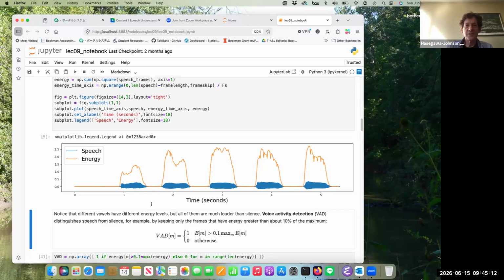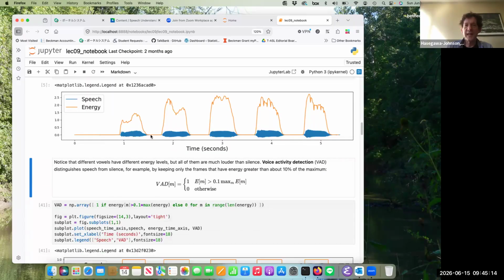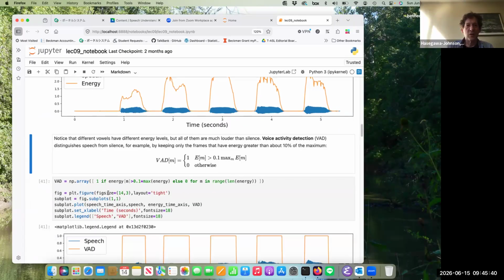And so we can detect the beginning and ending of those syllables by looking for times when the energy is greater than, say, 10% of the maximum. The maximum is here, and 10% of the maximum is down here, right? So every time the energy rises above 10% of its maximum, we can say that's speech. And every time it's below 10% of its maximum, we can say that's silence. And that's a pretty good way of detecting where the boundaries of the frames are.